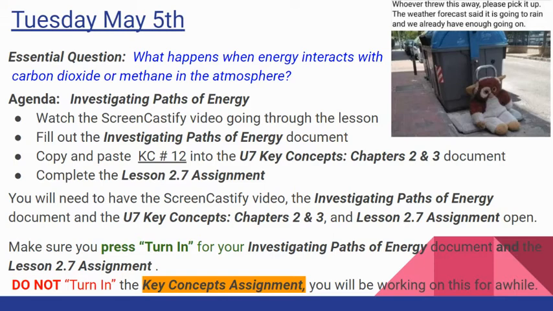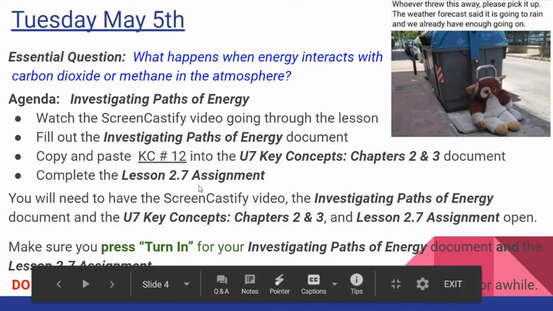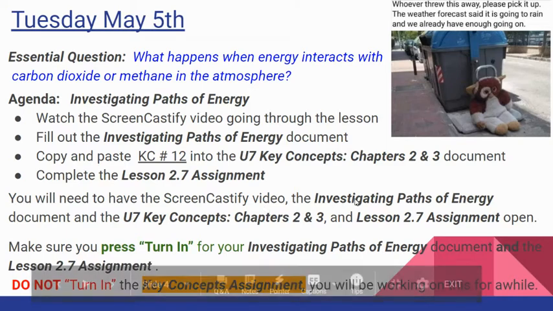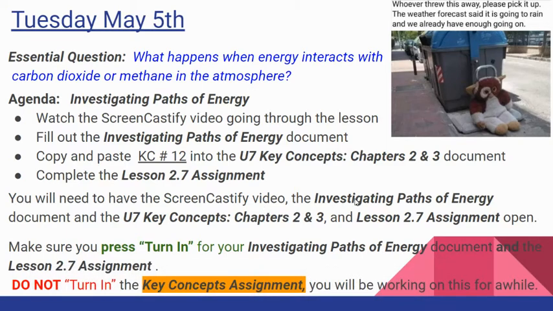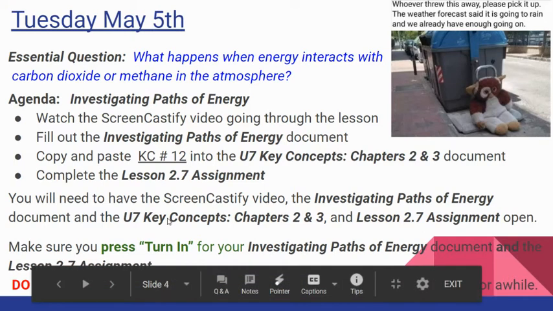So things that you need to have open right now. You should have the Screencastify video open. You're watching it. You should have the Investigating Paths of Energy document open. You should have the Unit 7 Key Concepts Chapters 2 and 3 document open. And you should have Lesson 2.7 assignment open, okay?